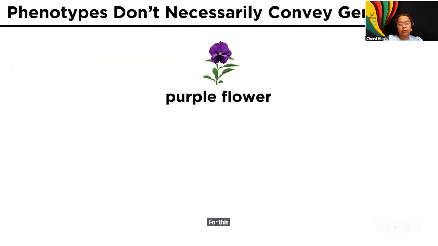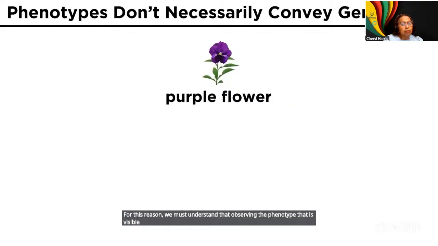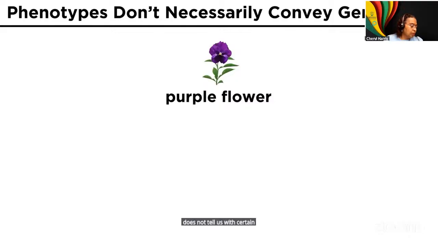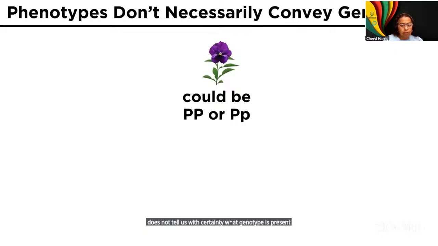For this reason, we must understand that observing the phenotype that is visible for a particular trait in an organism does not tell us with certainty what genotype is present, as multiple genotypes result in the same phenotype.